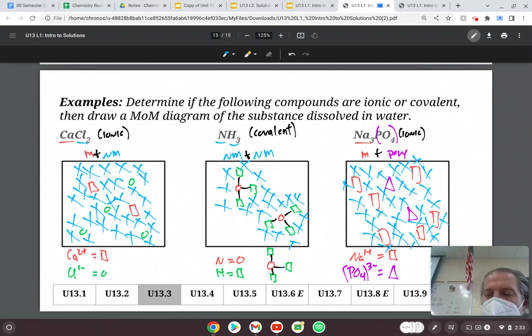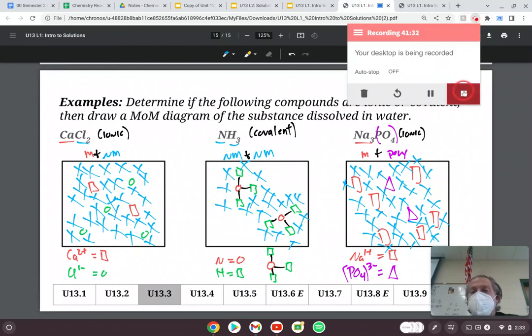Making sure that they are not bonded to one another. And that kind of sums up the differences between drawing ionic and covalent substances dissolved in water. So that's going to wrap up today's lesson.